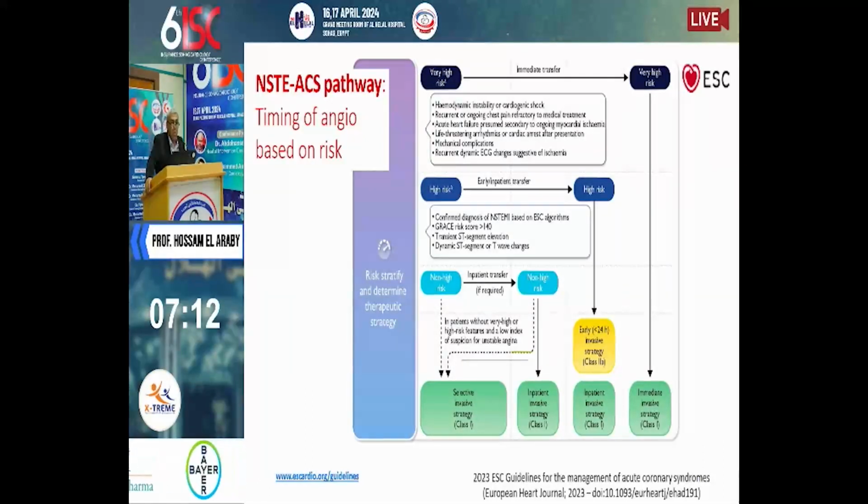In the high-risk population with confirmed non-ST elevation, enzymes are raised. This is the diagnosis, or GRACE score more than 140, transient ST elevation or dynamic ST wave changes. It is considered as high risk with an invasive strategy within 24 hours. In absence of these high risk and very high risk criteria, according to index of suspicion, with high index of suspicion, an inpatient invasive strategy before discharge is considered class 1, and in low index of suspicion, selective invasive after non-invasive assessment, either by CT coronary or by techniques for ischemia detection, exercise.